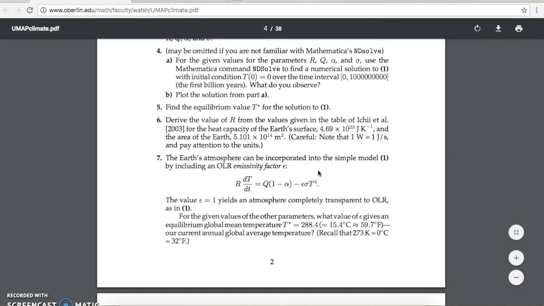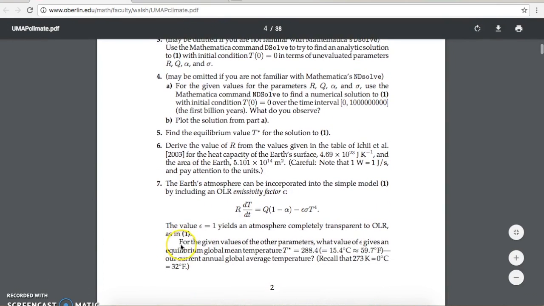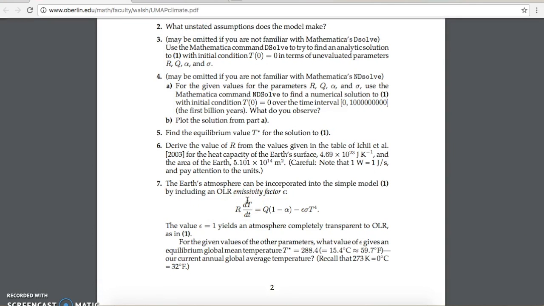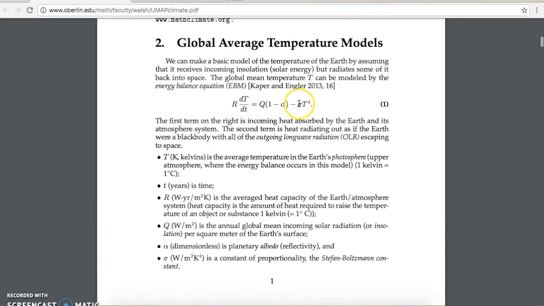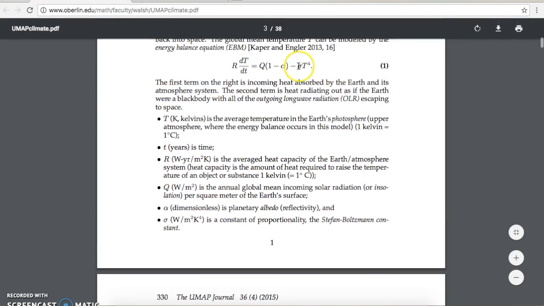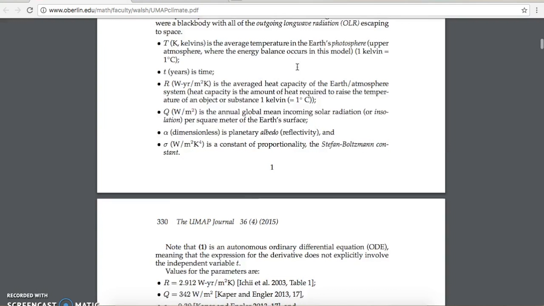So going back to the textbook here, within this same first chapter in the exercises, Walsh shows how you can include the emissivity factor of the Earth's atmosphere into the equation. So that was not present in the first equation here. So essentially, by not including an emissivity factor here, we're saying that the emissivity of the Earth's atmosphere is completely perfect. It's 1. The factor is 1.